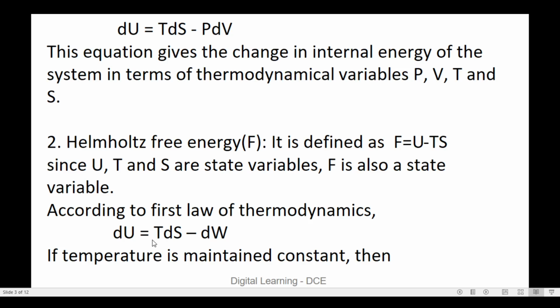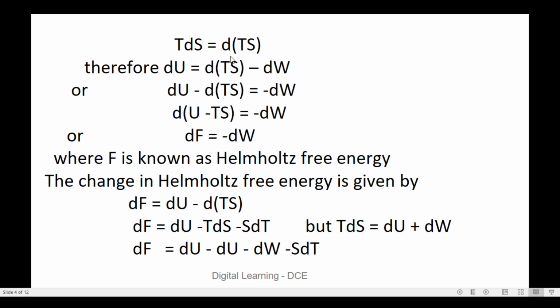According to the first law of thermodynamics, we have dU equals TdS minus dW. If the temperature is maintained constant, then we can write TdS equals d of TS. Therefore, dU equals d of TS minus dW, or dU minus d into TS will be equal to minus dW. So now taking d common, d into U minus TS is equal to minus dW, and writing U minus TS as F, we have dF is equal to minus dW, where F is known as Helmholtz free energy.